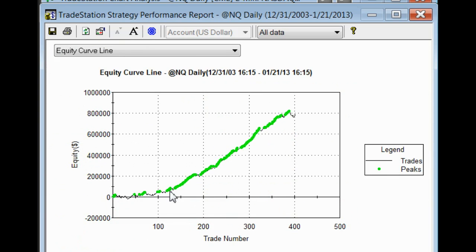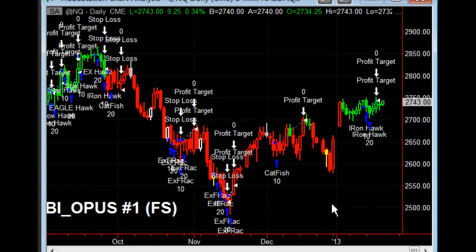And then I look at the performance graph. I want to see a nice equity curve that doesn't have too many dramatic dips and gyrations. You'll see some that will go up and down, up and down, up and down, and that's just too extreme for my preferences.